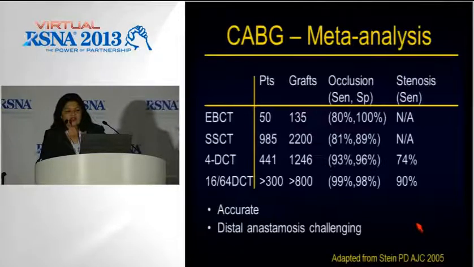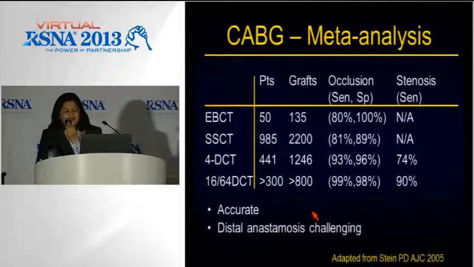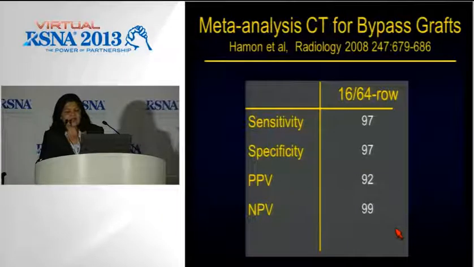When we look at accuracy of cardiac CT, we've been looking for patency of bypass grafts even with an older generation of scanners, and we can see that is this graft patent or not. If you're looking for that sort of a thing, the sensitivity and specificity is really high with the current generation of scanners. However, the distal anastomosis can remain challenging because of the size of the distal vessel, and it's not a dynamic sort of study. And this is another meta-analysis looking at 16 and 64 row scanners, and we can see high sensitivity, specificity, negative predictive value with a positive predictive value of 92.